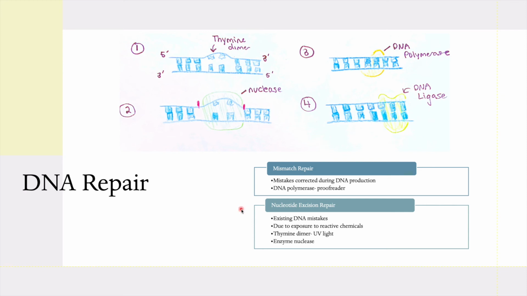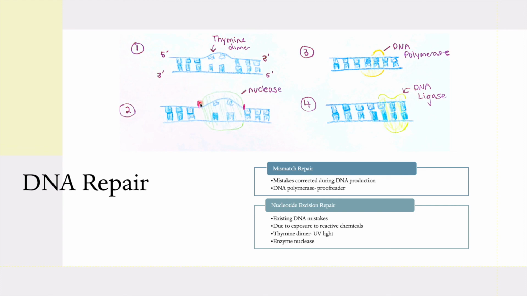The nucleotide excision repair process occurs in existing DNA, where accidental mutations in DNA are corrected. These mutations can be caused by exposure to reactive chemicals. Enzyme nuclease is in charge of this process. Thymine dimers are generated by exposure to UV light like sunlight, which is why nucleotide excision repair occurs often in skin cells. This is a thymine dimer.